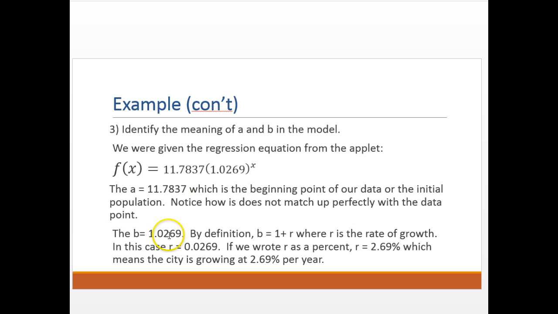Now B is 1.0269. This is called our compounding factor. And by definition, B equals 1 plus R, where R is the rate of growth. In this case, R is simply 0.0269. Now typically when we talk about rates, we talk about percent. So if I write R as a percent, it's 2.69%, which means the city is growing at 2.69% per year.